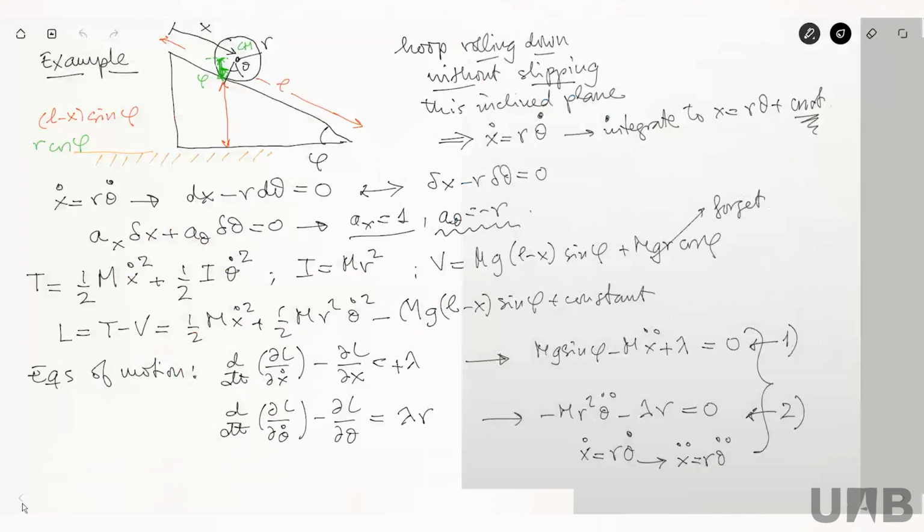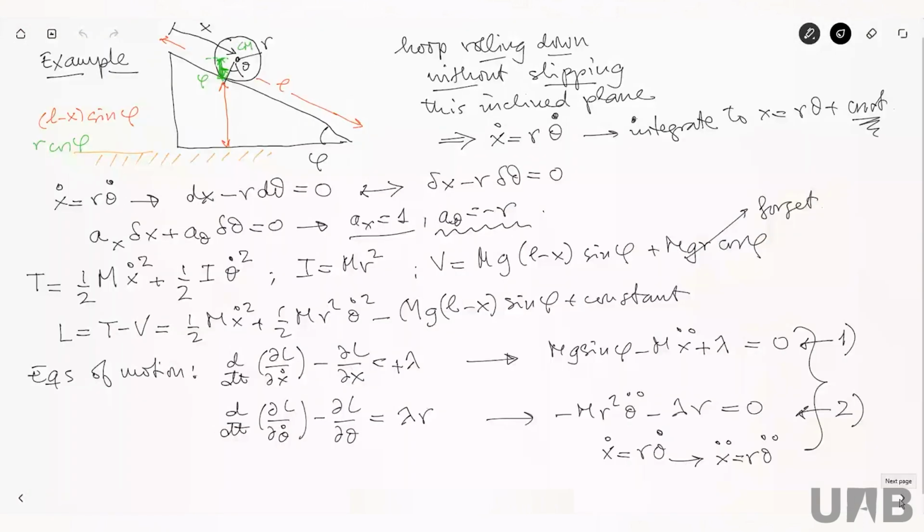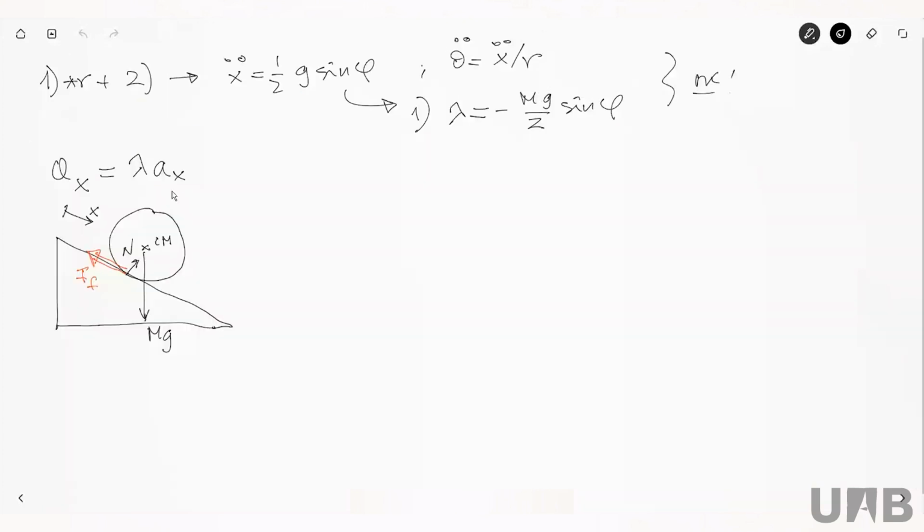It's lambda times the corresponding A. Not just lambda, but lambda times the corresponding A. In this case, A is 1, but in general, it could be something else. So in this case, this is lambda, and so this is minus mg divided by 2 sine phi. So this has to be the force of friction. So let us see that this is actually what happens, okay?